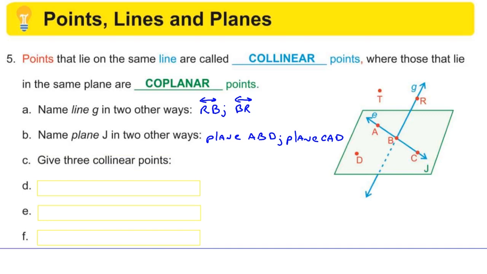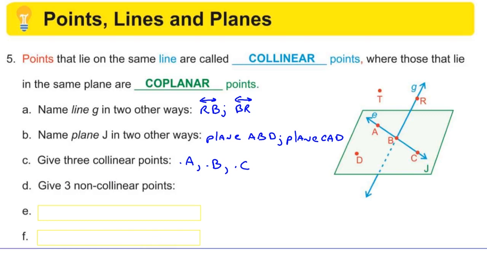C, give 3 collinear points. There's only one possibility here. All right, what are you thinking? 3 collinear points. Okay, and I hope you're thinking point A. Notice I put the point in the capital letter. Point B and point C are collinear points: 3 points located along the same line.